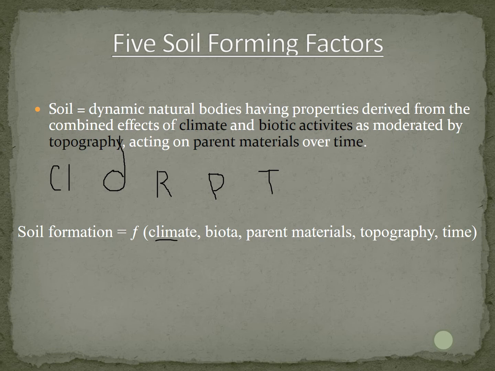Cl is for climate. This O is supposed to be for organisms or biota. R is for relief, also known as topography. P is for parent materials. And T is for time. Okay, so this just helps me remember it.